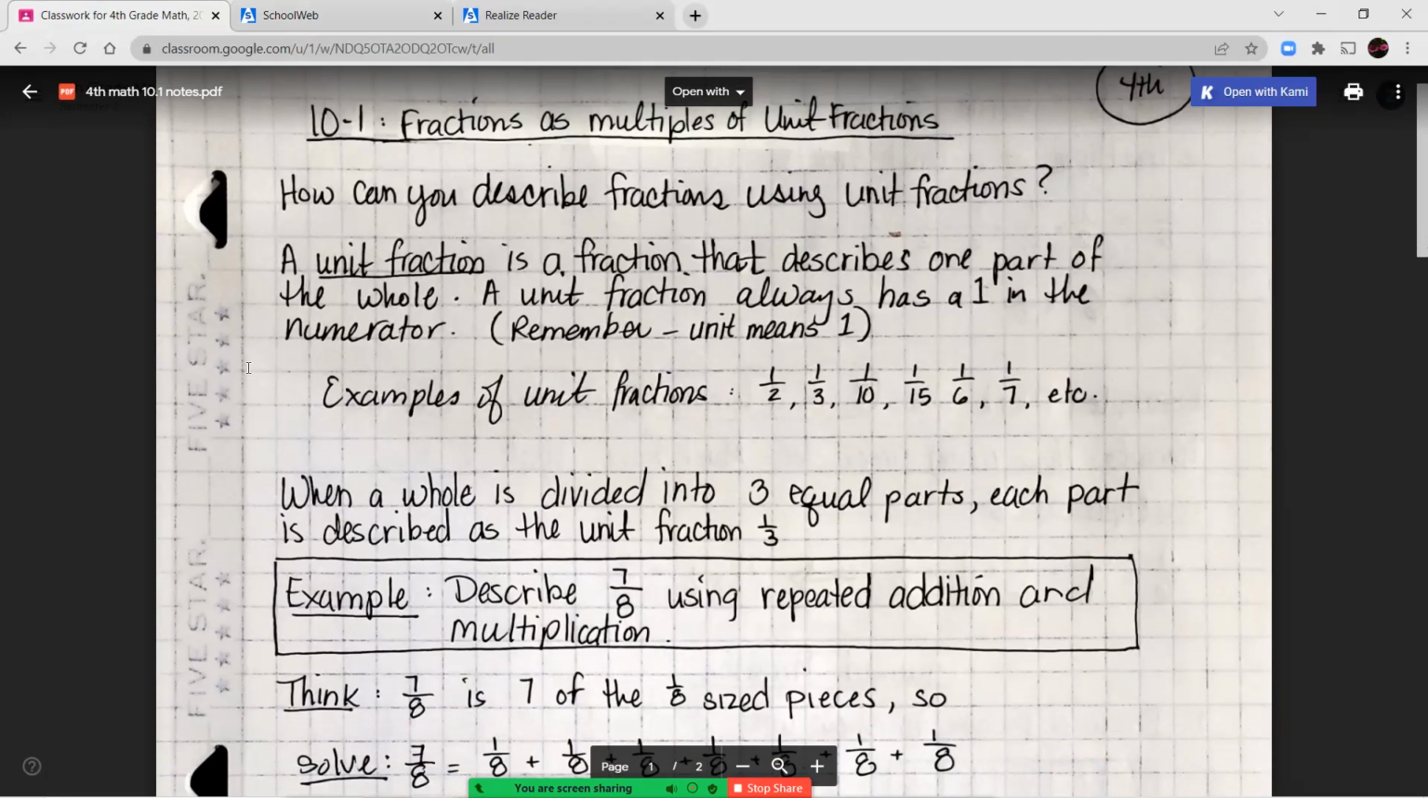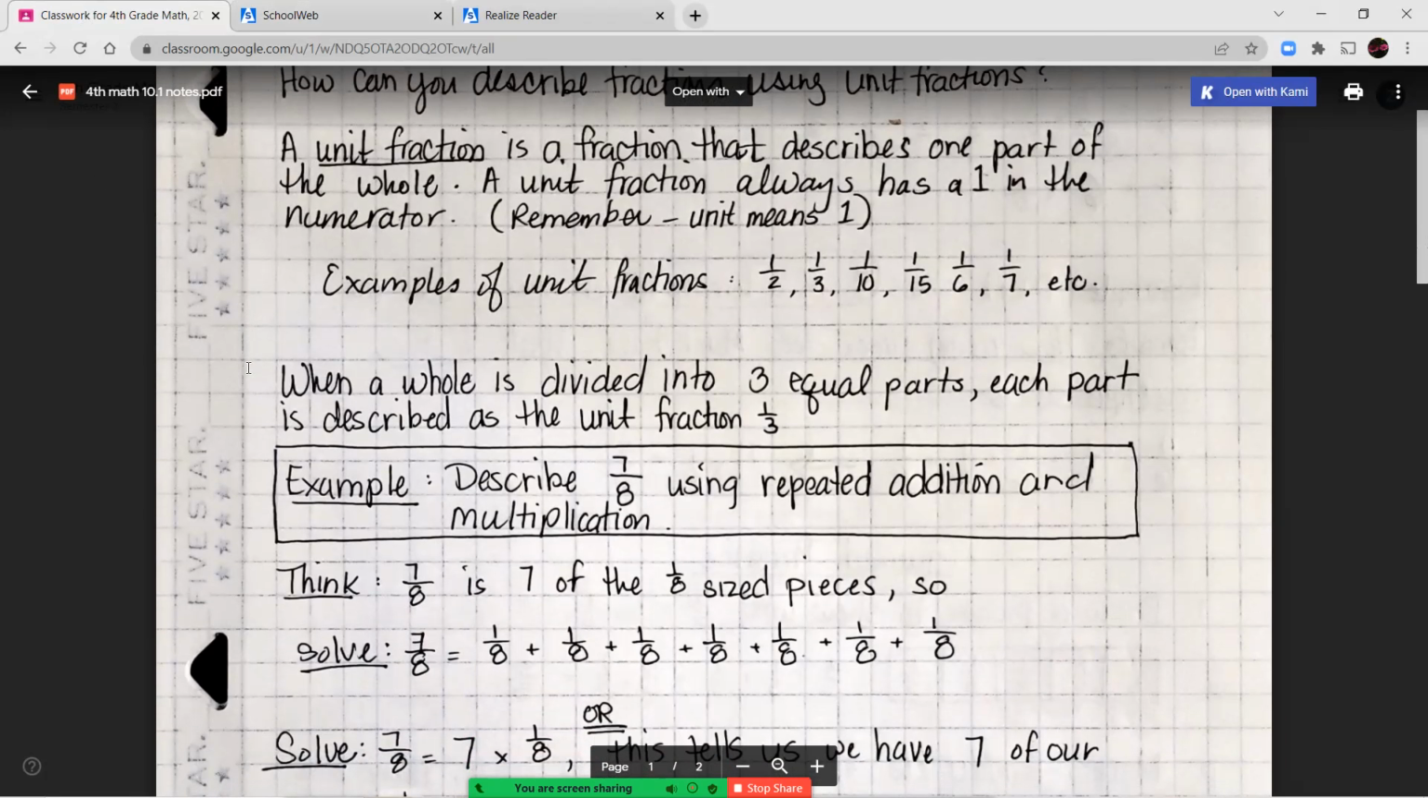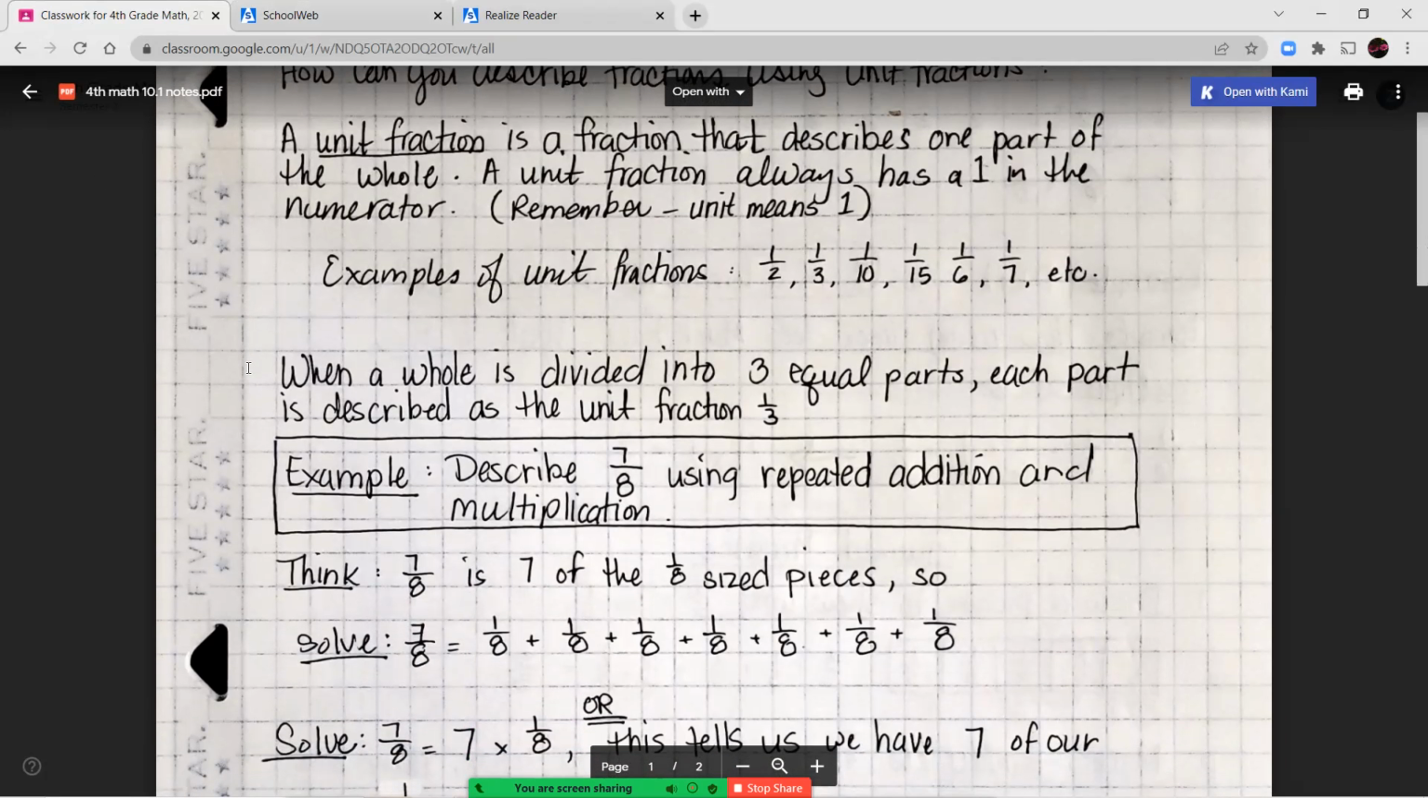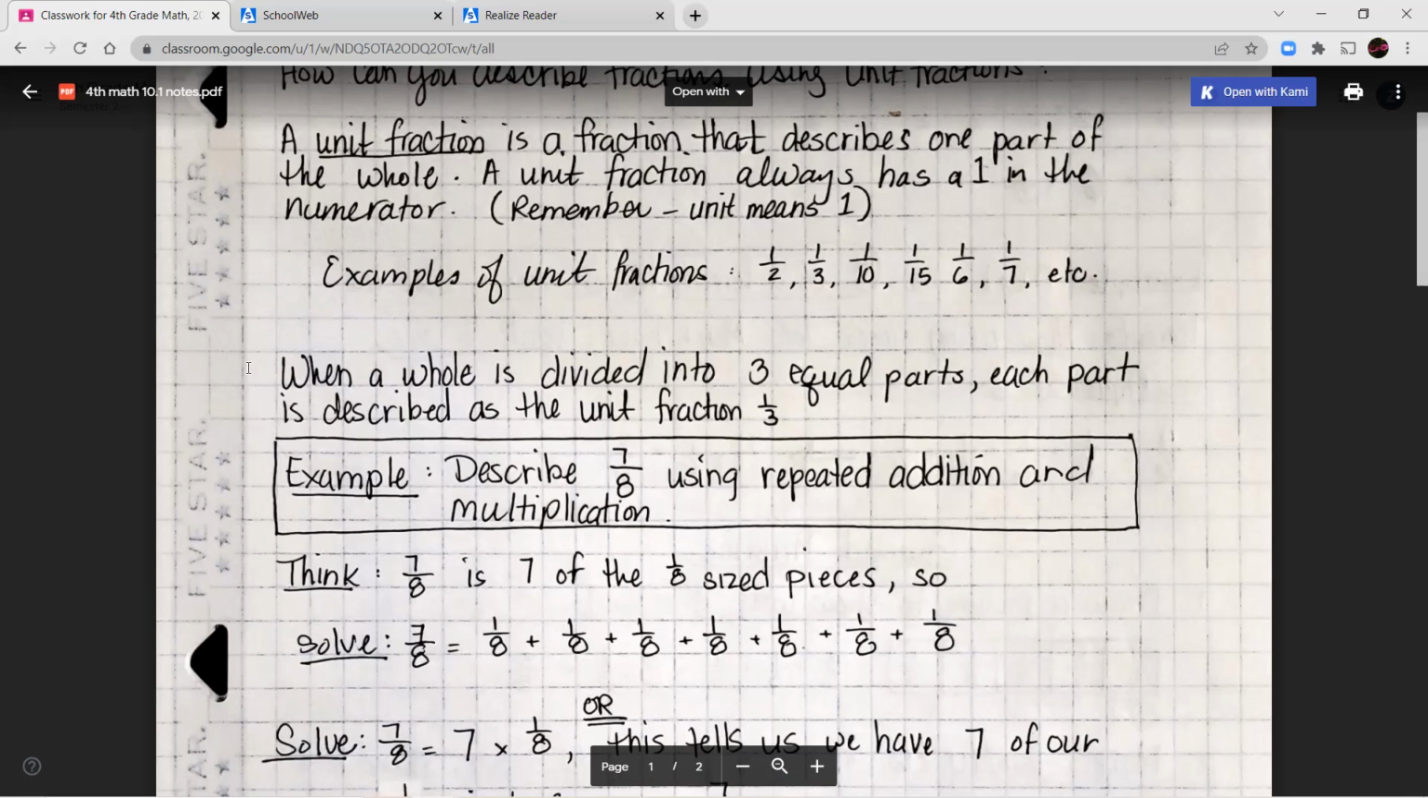When a whole is divided into 3 equal parts, each part is described as the unit fraction 1/3. So if you divide it into 3 parts, your unit fraction is 1/3. If you divide it into 5 parts, your unit fraction is 1/5. If you divide it into 4 parts, your unit fraction is 1/4.